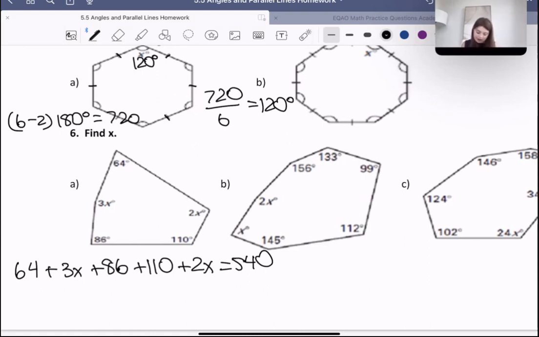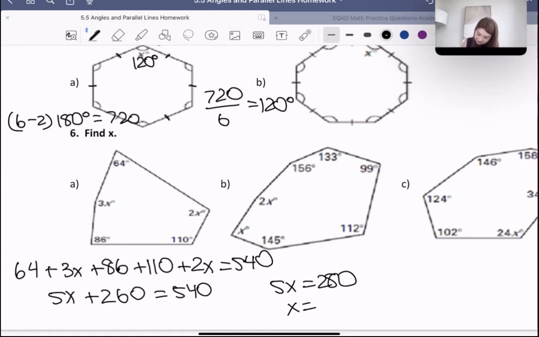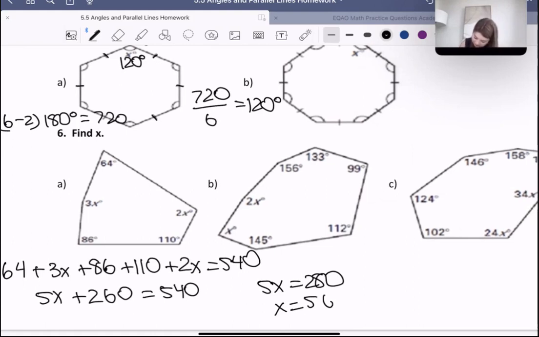Now we've got to add up and collect like terms. So 3x plus 2x is 5x, right? And then what's 64 plus 86 plus 110? If we put those in our calculator, we'll get 260, and that's equal to 540. Then we do 540 minus 260 to get 280. So 5x is 280. And then if we divide by 5, we're going to end up with 56. And that's going to be our answer. And there we have it. Awesome.